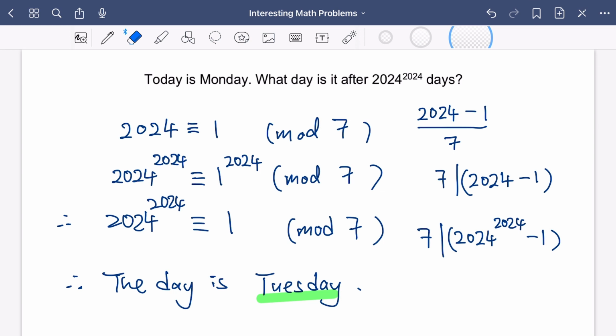Now you could actually sort of impress your friends or your family by tweaking this problem a little bit. If you understand modular arithmetic, you can actually change the base 2024 as well as the power 2024. Or you can also change the day to any given day of the week where you currently are at, and then you can try to impress your friends or your family by this.